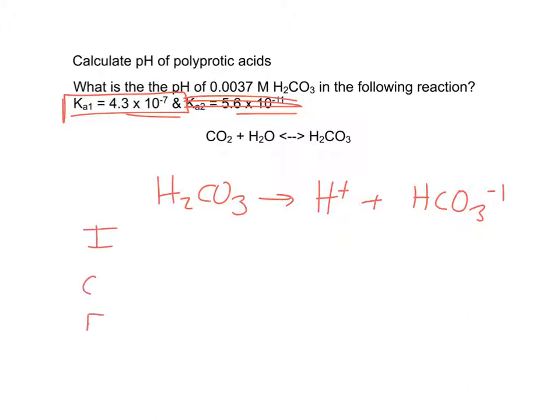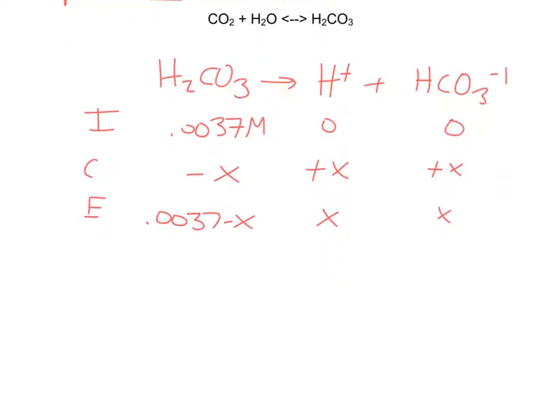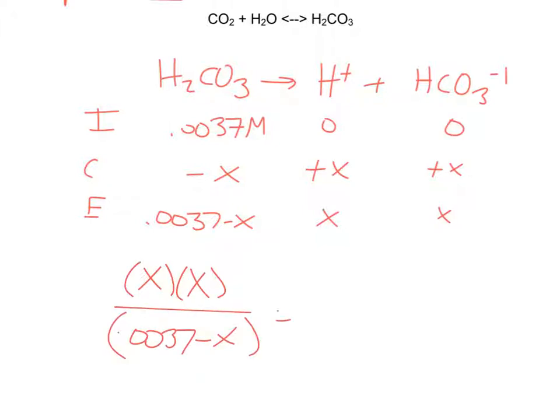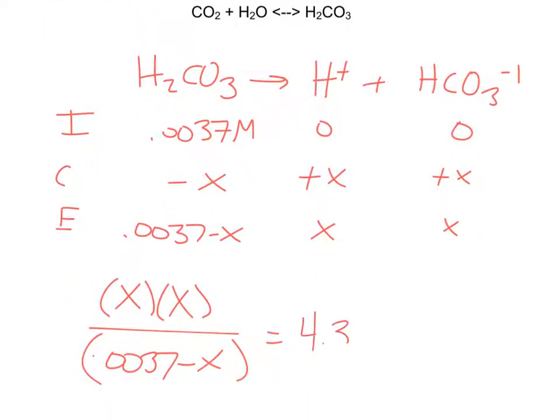Initial, change, equilibrium. Initially 0.0037 molar, with initial 0 for the products, change minus x, plus x, plus x. You've done this now a bunch, so you see this can be done pretty quickly. Let's put in x times x over 0.0037 minus x and set that equal to the Ka, which is 4.3 times 10 to the negative 7th.